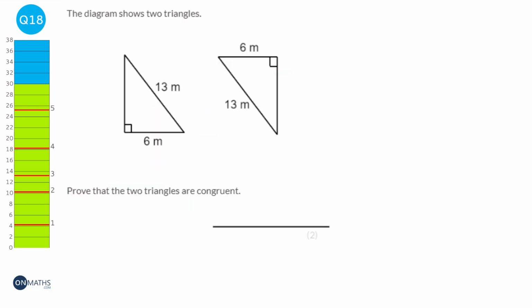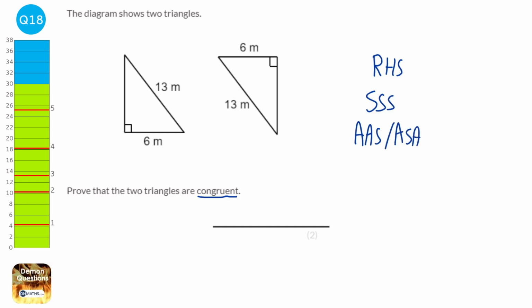When working out if two triangles are congruent, which means they're the same, you can either have RHS, which is a right angle hypotenuse side. You can have three sides that are the same. You can have two angles then a side, or an angle then a side then an angle, or you can have a side then an angle then a side.